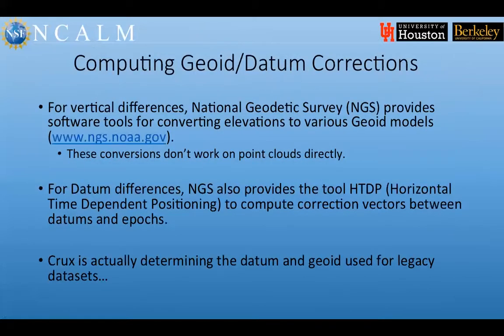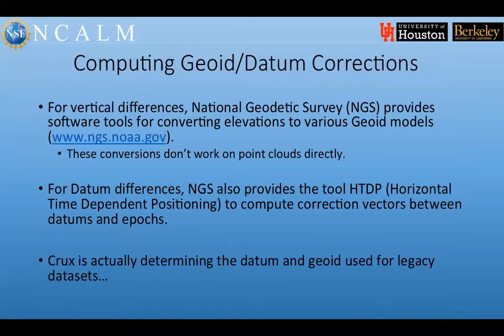So where do you get these differences? Well, fortunately, the National Geodetic Survey provides some tools for doing this. So for the geoid models, if you go to ngs.noaa.gov, they provide tools that allow you to determine geoid heights in all of these different geoid models. Problem is, they don't allow you to take a LAS file and upload it to their site and have it change for you. So you have to do something external to that. There are some other tools. I won't go into those today, but just be aware that you can compute the differences here, but you can't directly apply it to the LiDAR data.